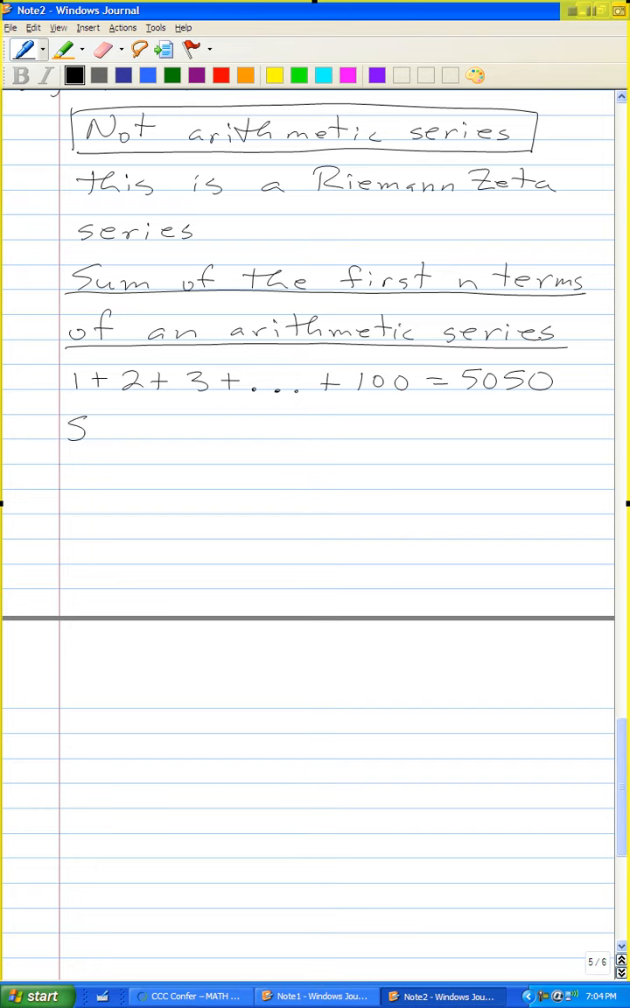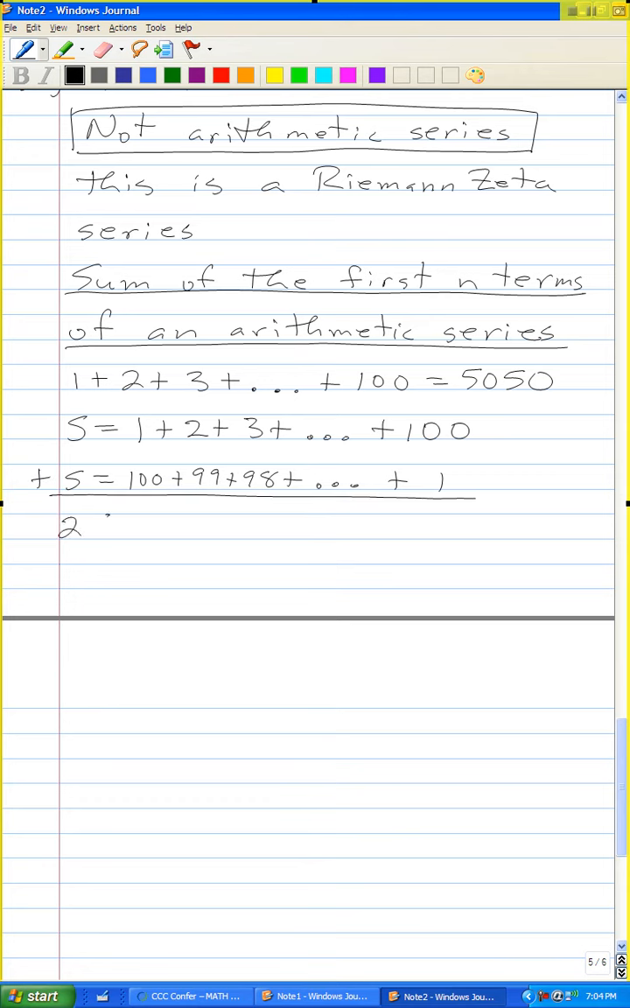So suppose S equals 1 plus 2 plus 3 plus... So let's go into the mind of a 9-year-old. Instead of going from 1 to 100, let's go from 100 down to 1. So let's reverse this series. And now let's add these together.